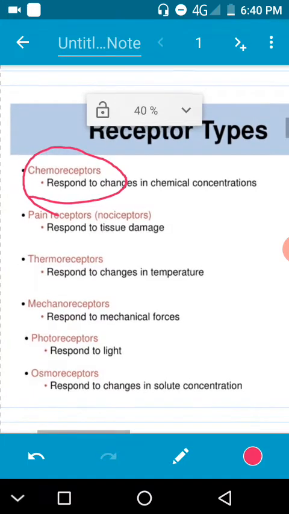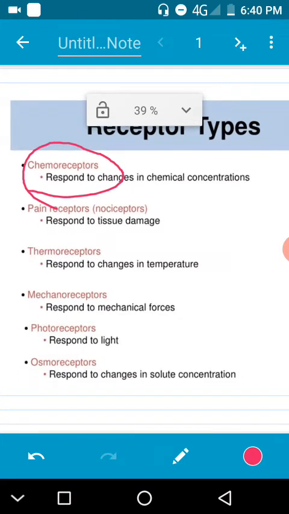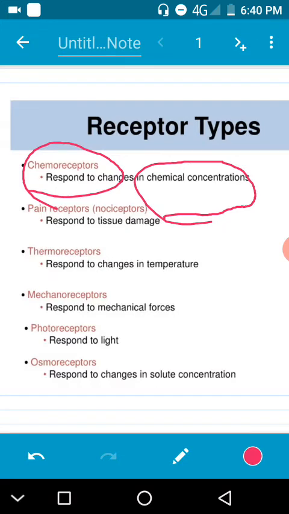And most importantly, the chemoreceptors are involved in olfactory pathways and also the gustatory pathways. So coming next is your pain receptors, which respond to tissue damage.